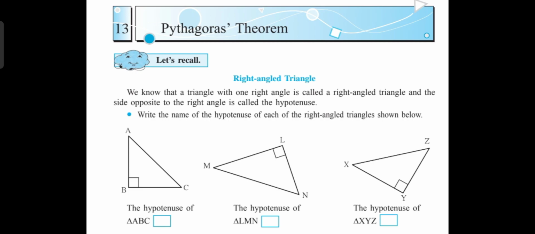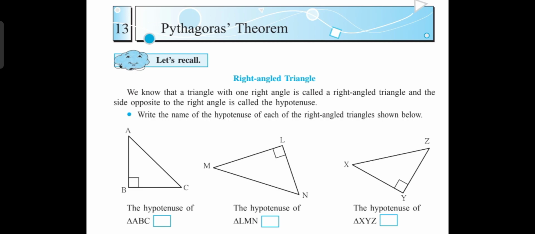So the first one is ABC. ABC is a what? Right angled triangle, because the angle is being shown. So the hypotenuse for triangle ABC: here in this triangle, which angle is the right angle? That is angle B. You can see that angle B is exactly 90 degrees. So which side is opposite to angle B? That is side AC. So what is the hypotenuse of triangle ABC? Side AC. Clear?